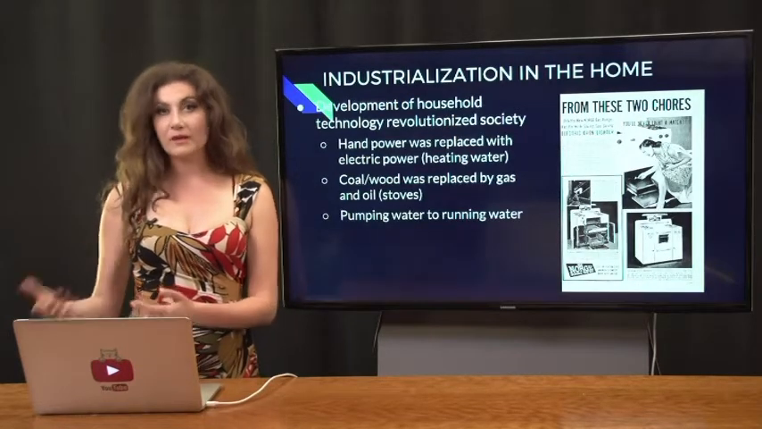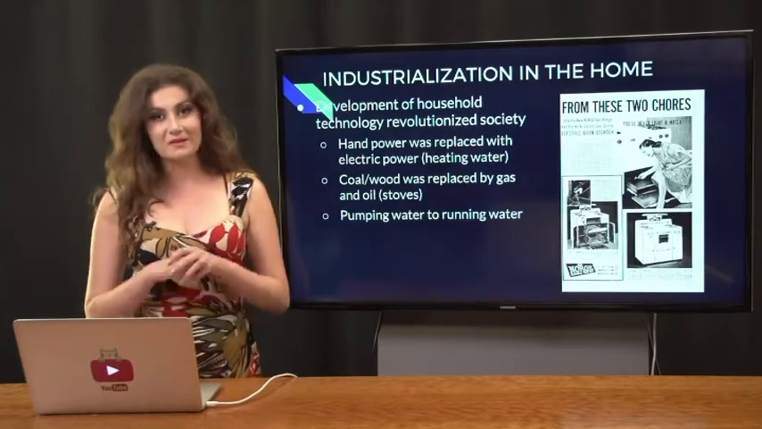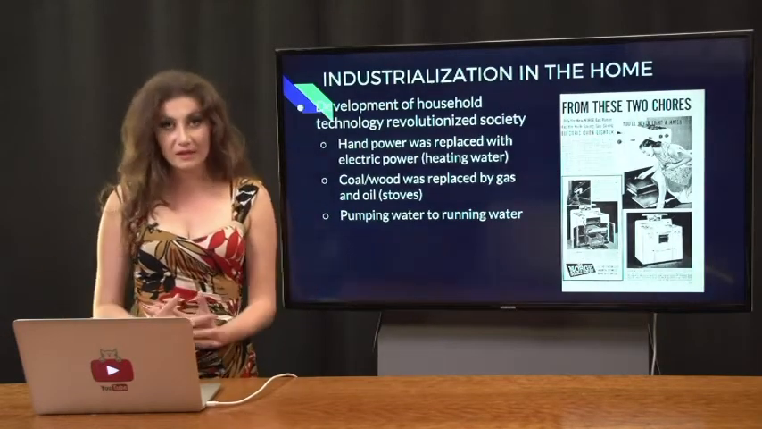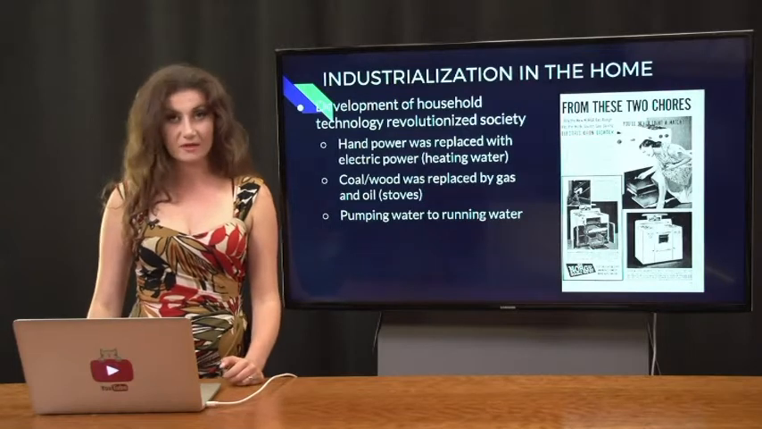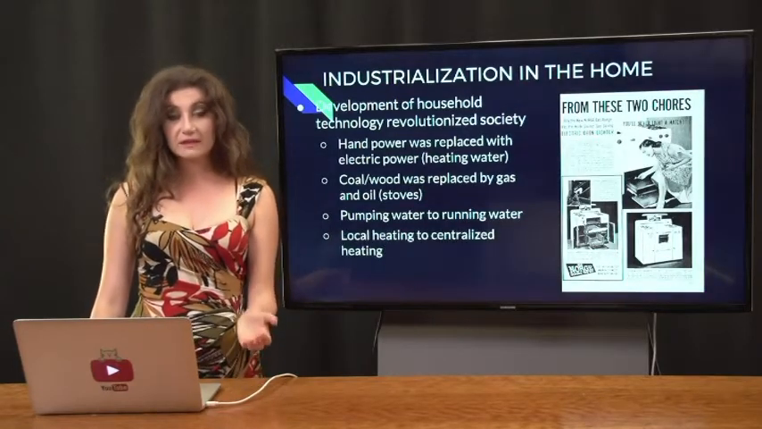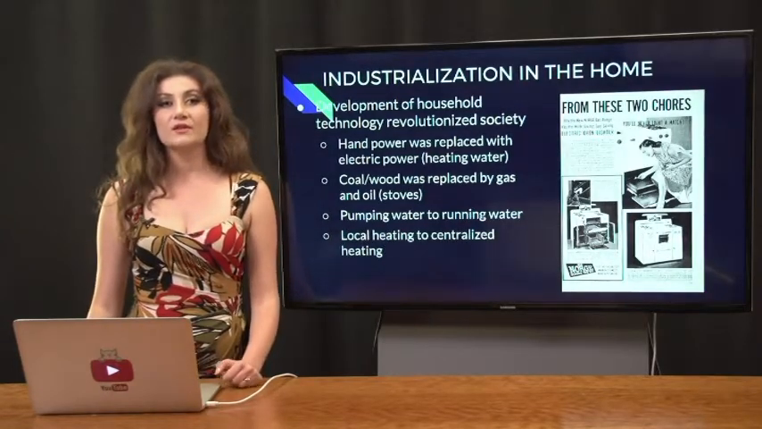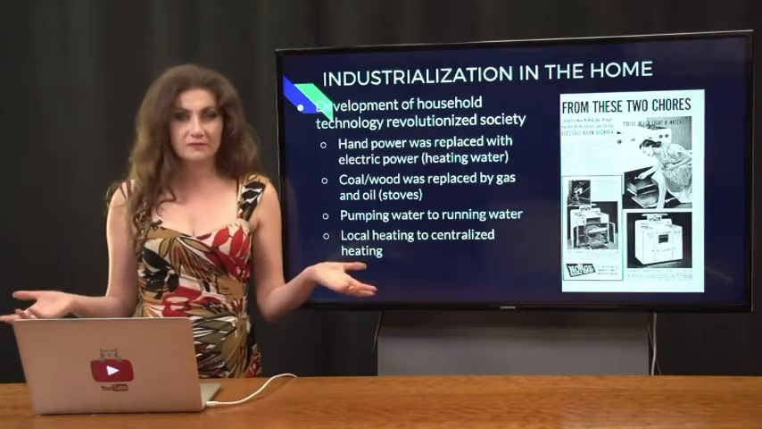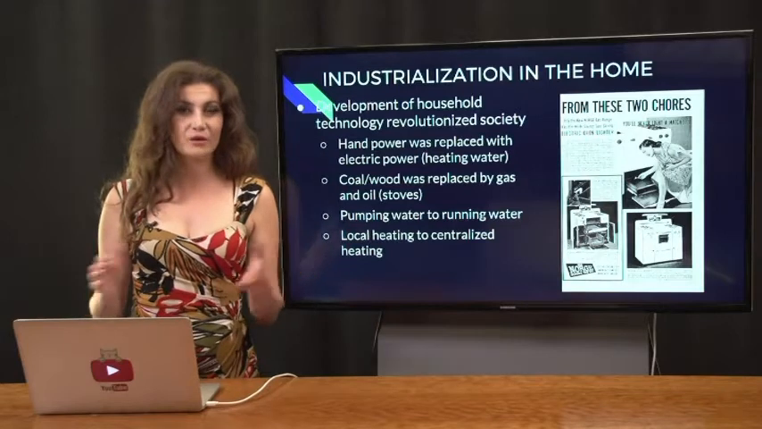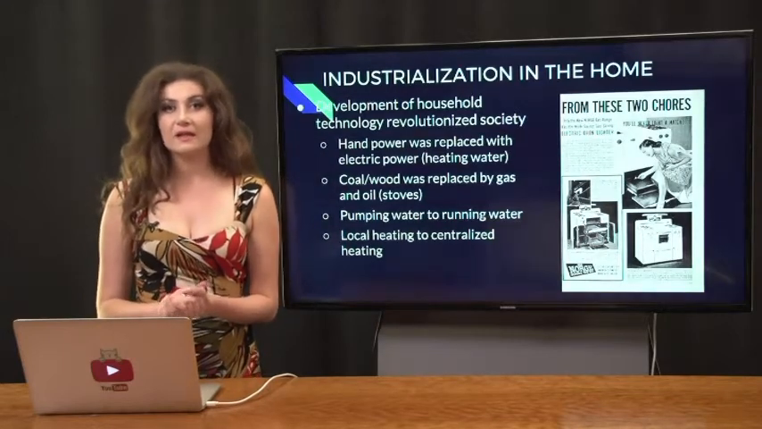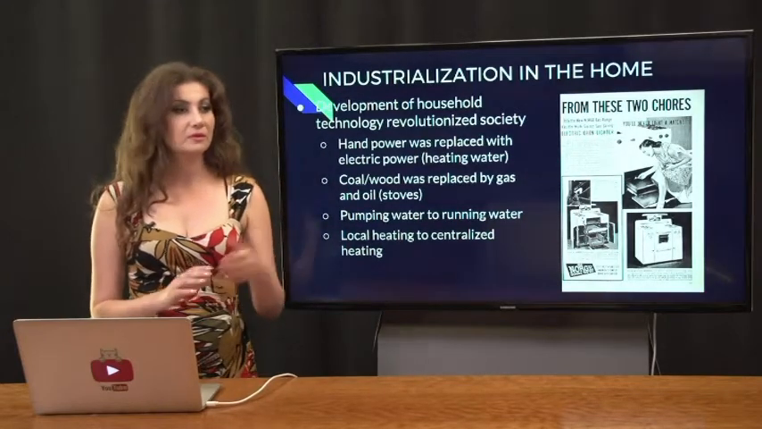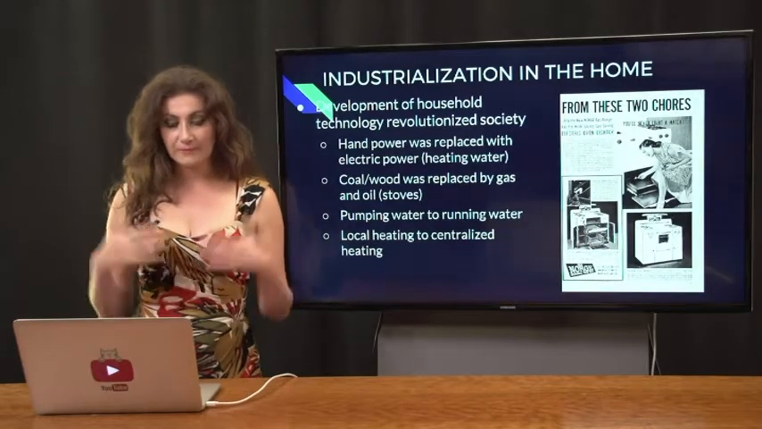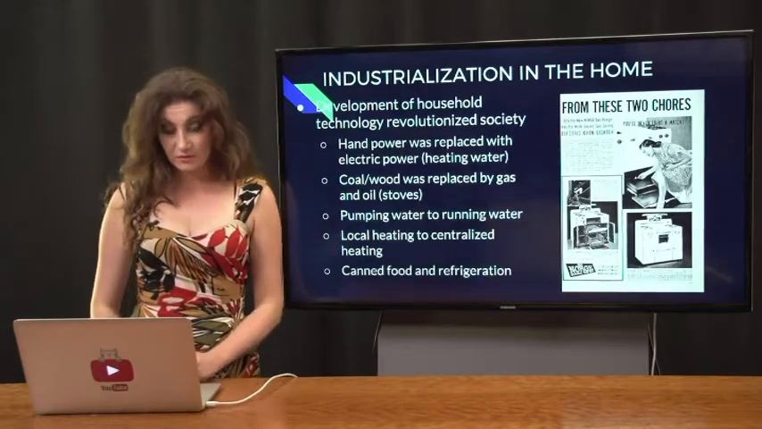Pumping water became running water, so you didn't have to go to the mountain and pump the water into a jar or into a pail, right? Irrigation, all of these things were implemented. Local heating became centralized heating. Obviously in California it doesn't get that cold, but in various states it gets very, very cold, and so people would start fires. They would have small little ovens. So the centralized heating actually was really, really helpful.